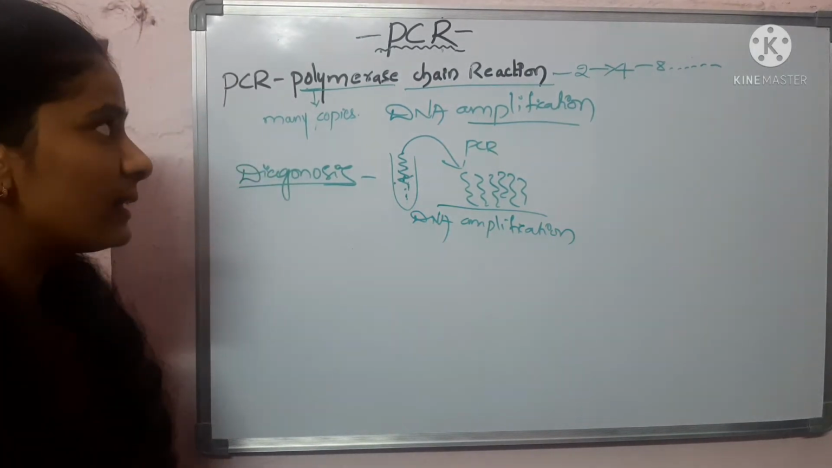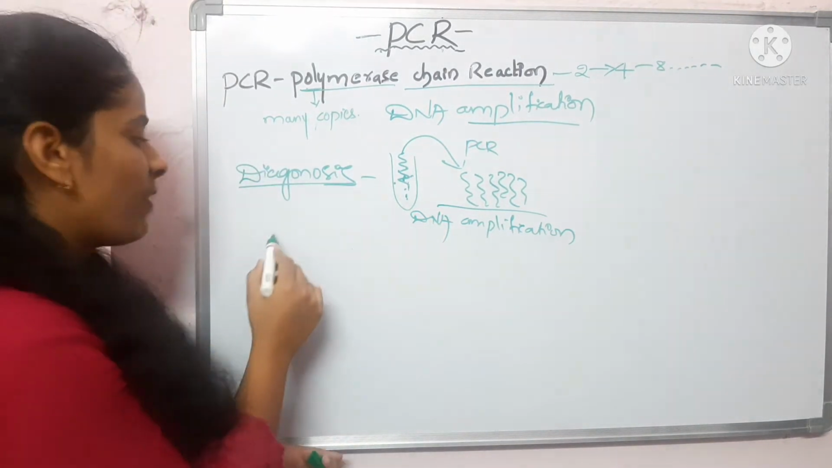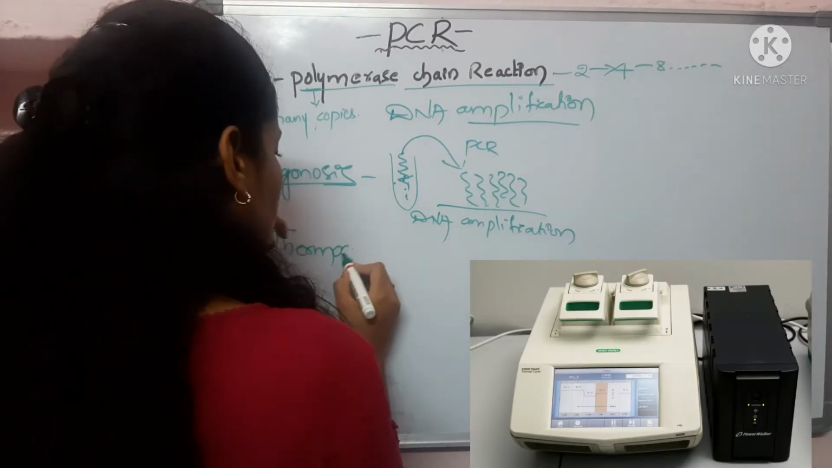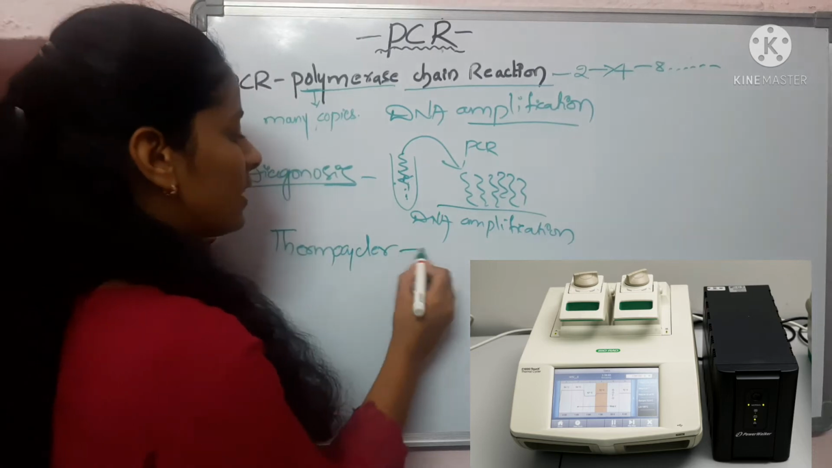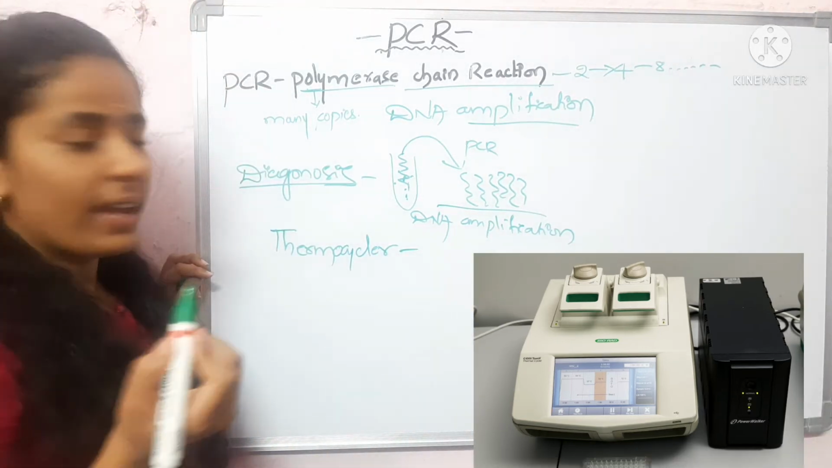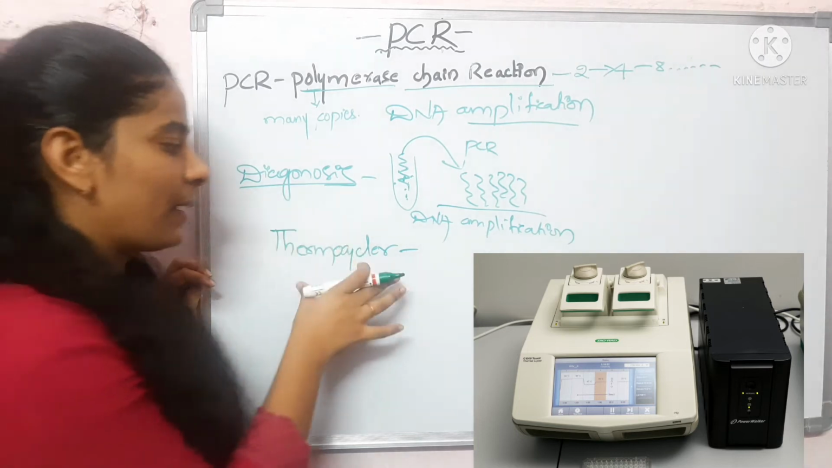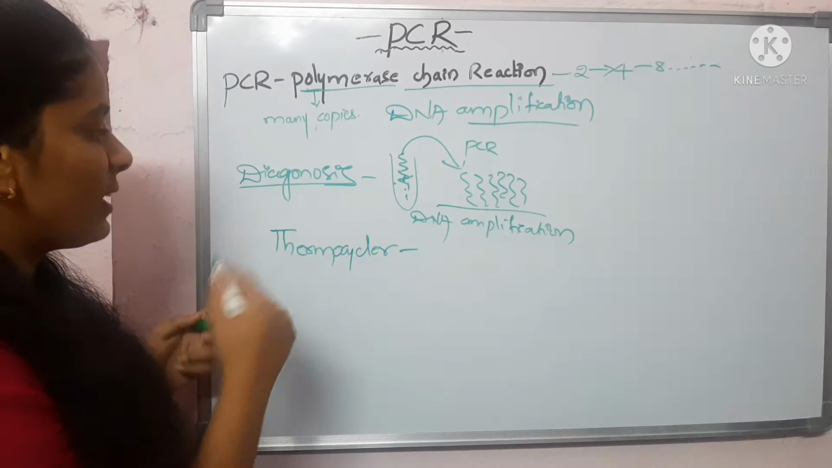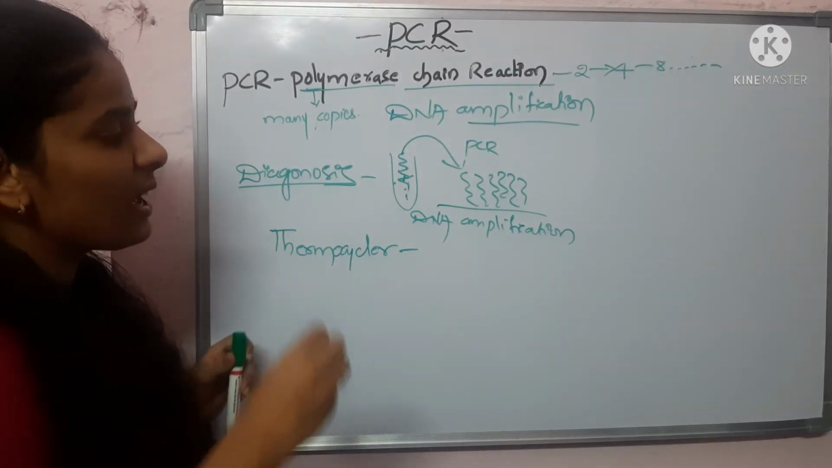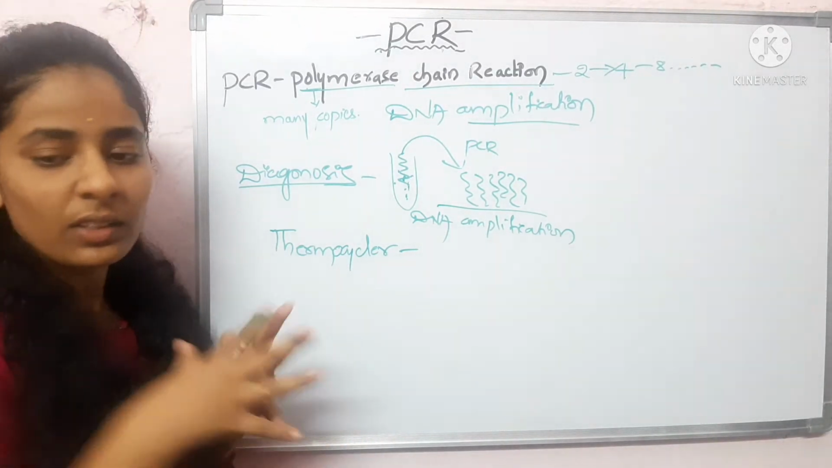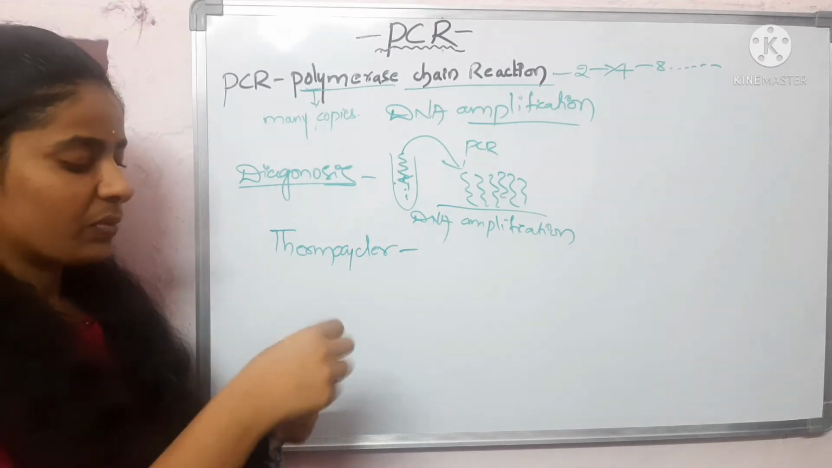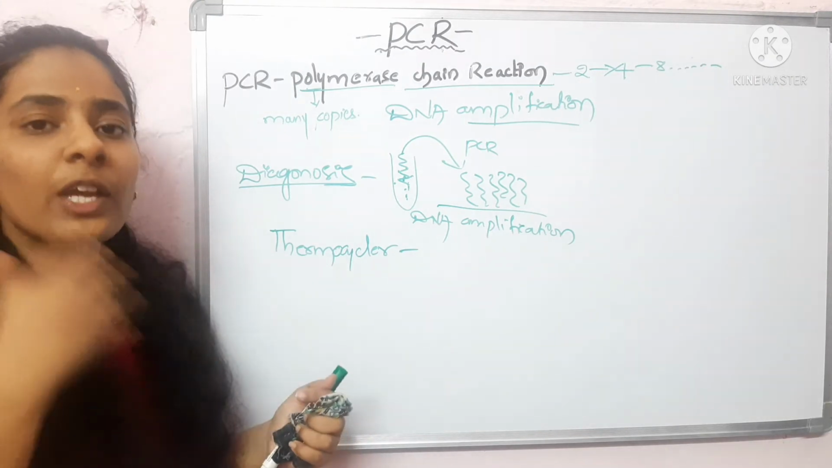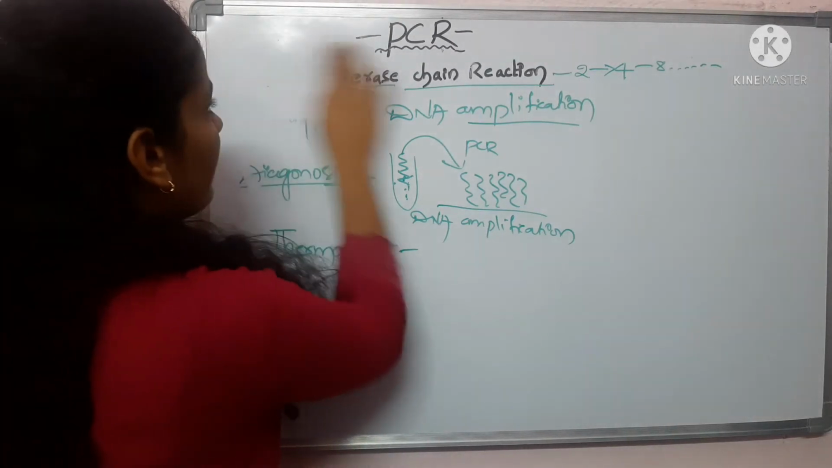To perform this PCR technique, we require a thermocycler machine. This thermocycler is a PCR machine where the collected samples are placed, so that the process occurs in that machine. To perform this PCR, we have 3 major components to be added to our sample. By using our sample DNA as a template, many copies of DNA are prepared.